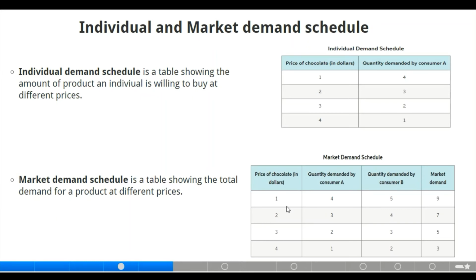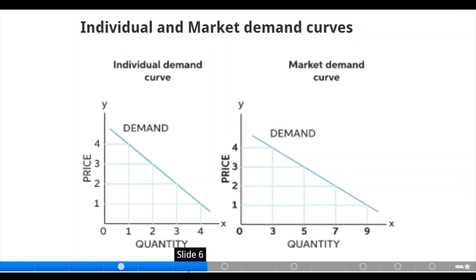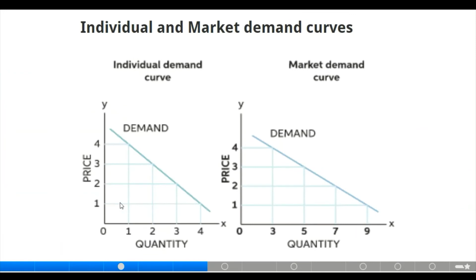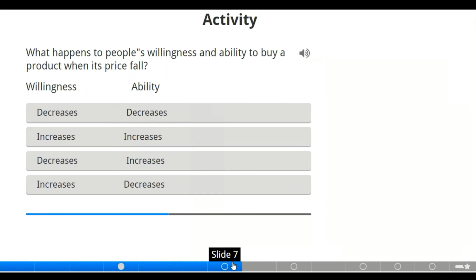It's a table showing the total, that is aggregate demand for a product at different prices. Here we have the price, the quantity demanded by A, and the quantity demanded by B. Now we have the market demand as the addition of the quantity demanded by consumer A and consumer B. Moving to the next slide where we have the individual and market demand curve relating to our individual and market demand schedule. Now we have this to be individual, and the addition of the individual demand curves is the market demand curve.